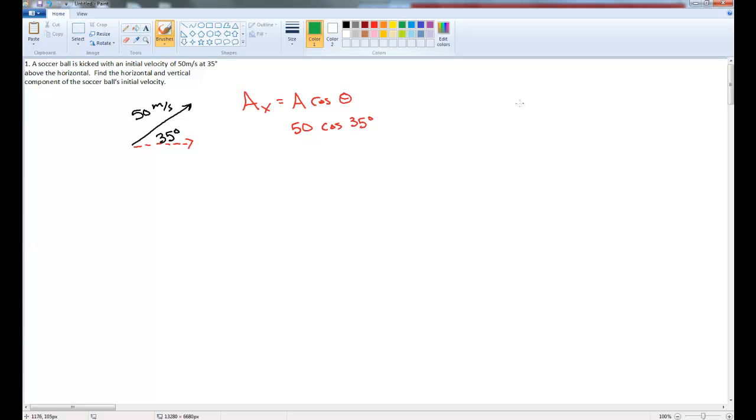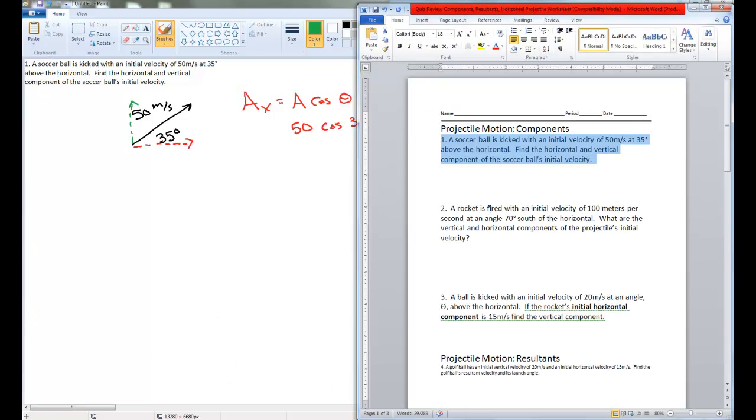If I wanted to find my vertical component, it is going to be the initial times the sine of the angle. So that's going to be 50 times the sine of 35 degrees. Now I don't have my graphing calculator here, so I'm not going to be able to punch in those numbers for you.